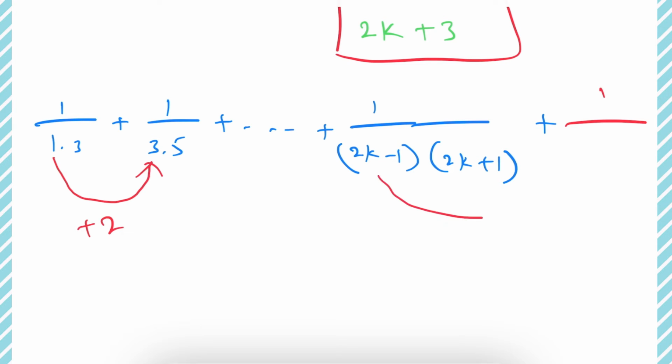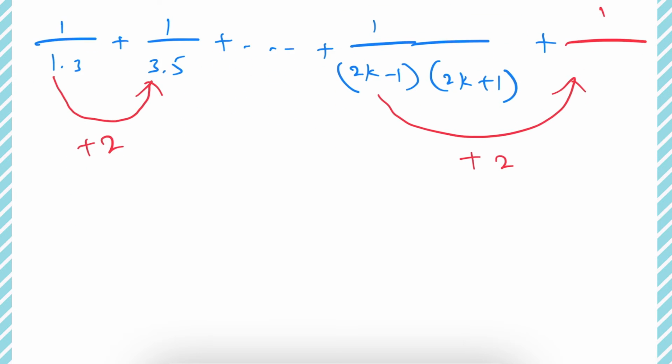Now here 2k minus 1 is there. This 2k minus 1 should be increased by 2. I think the space here is not sufficient, so I am writing it down. 1 divided by 2k minus 1 plus 2, into. Now if we check the second numbers.